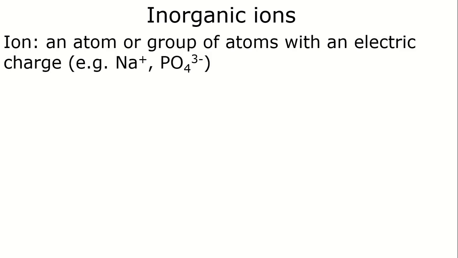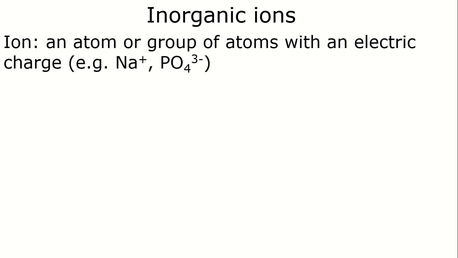So moving on to inorganic ions now. An ion is an atom or a group of atoms with an electric charge, and this can be either a positive or a negative charge. So we can see by my examples, we've got Na+, which is a sodium atom. Na represents the chemical symbol for sodium. We can see it's got a positive charge.